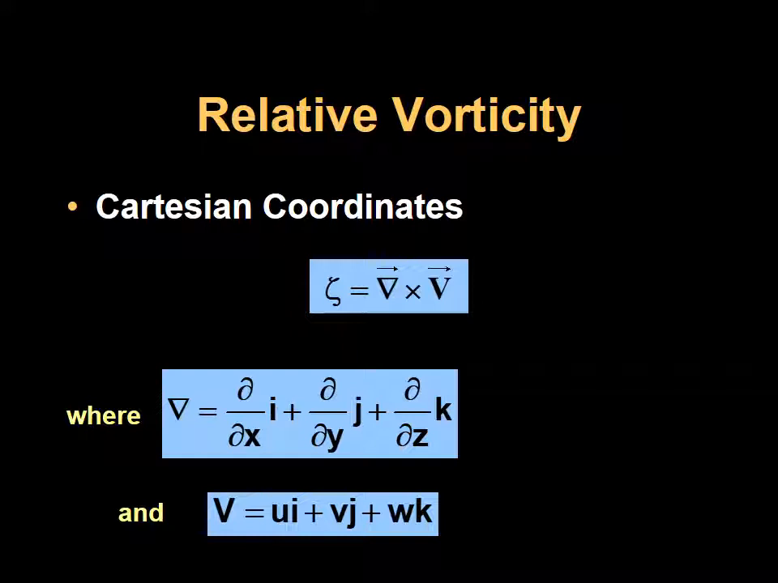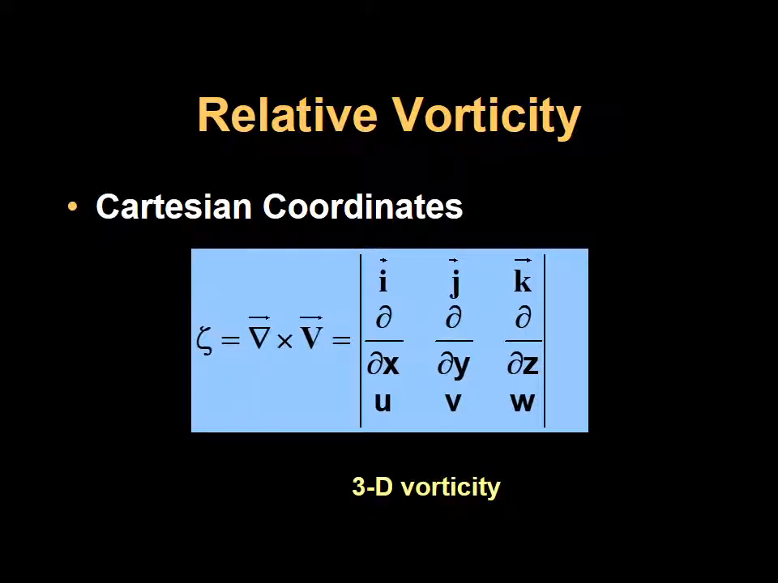So we're going to take the three-dimensional cross product, or the three-dimensional del operator, which is the change in the x direction, the change in the y direction, and change in the z direction. And we are going to do the cross product with the three-dimensional wind, which has u, v, and w components.